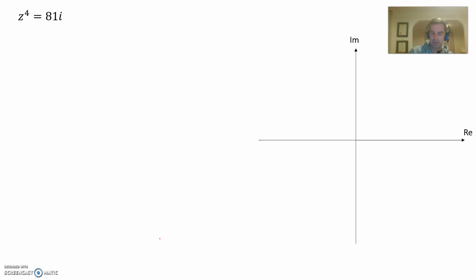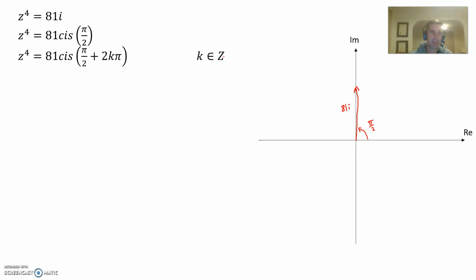Now the first step whenever we do these is we convert the right hand side into polar form. So in this case 81i, that's on the imaginary axis pointing straight up. So the argument for that is going to be pi over 2 and the modulus is 81. So we're going to make it 81 cis pi on 2. The next step is we're going to acknowledge the fact that there are multiple possible ways to get here. So we're going to add on that 2k pi because we could go round by 2 pi, 4 pi, 6 pi and so on.